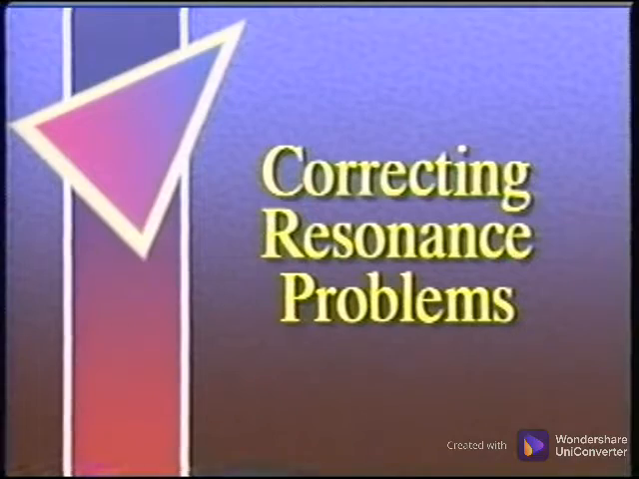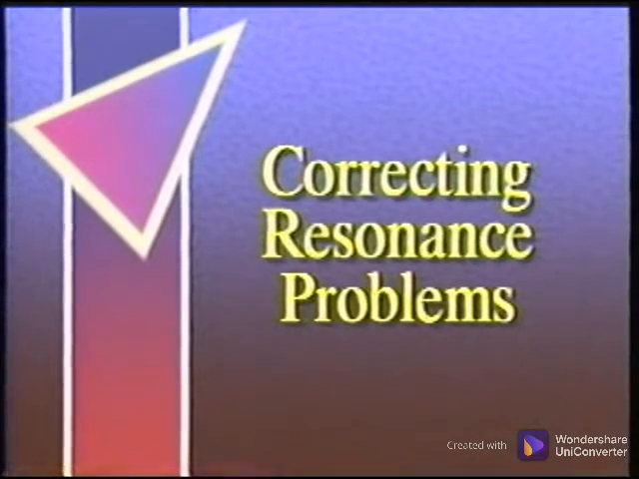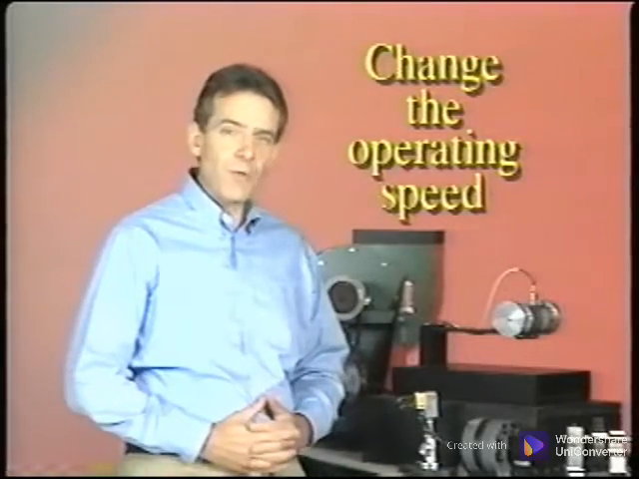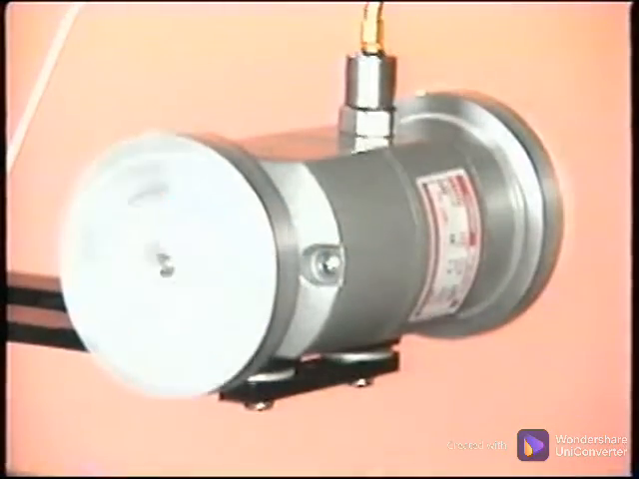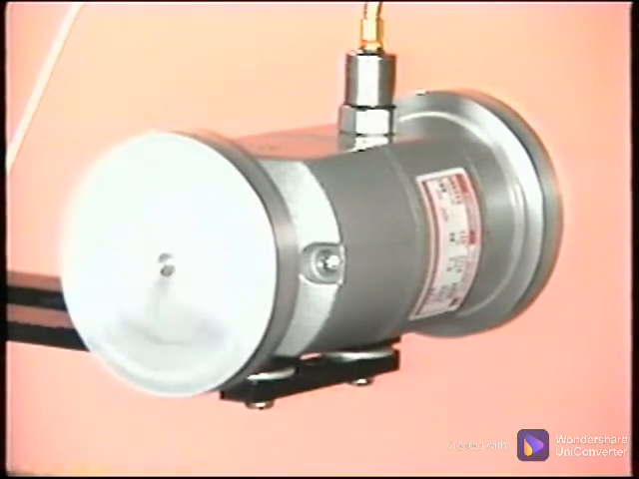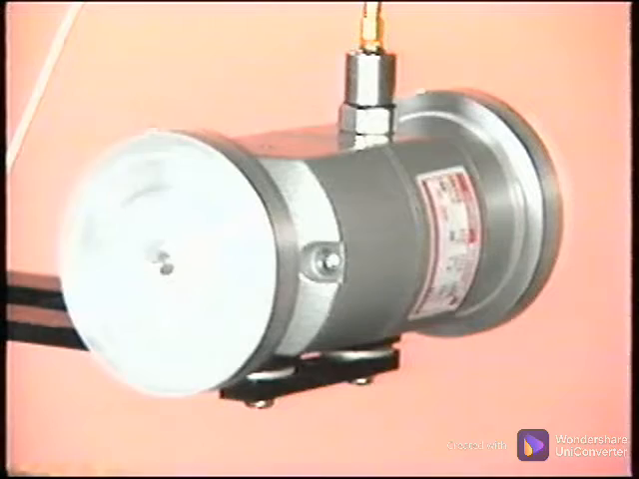And these testing methods will be discussed in another program. There are many methods to correct a resonance problem. Although it is not always possible, the simplest method is to simply change the operating speed of the machine. If the machine is running in resonance, simply increase or decrease the speed to move out of the amplification range.